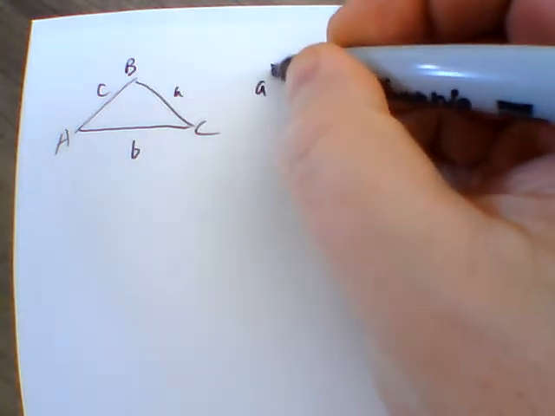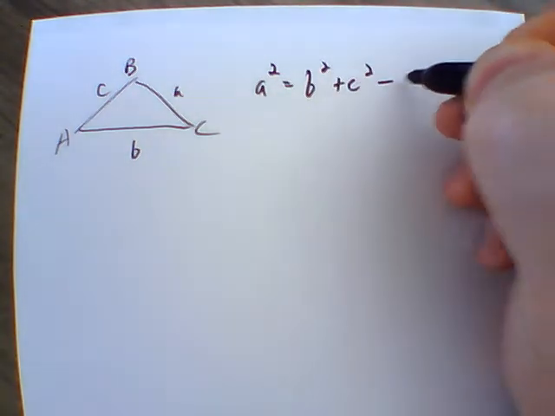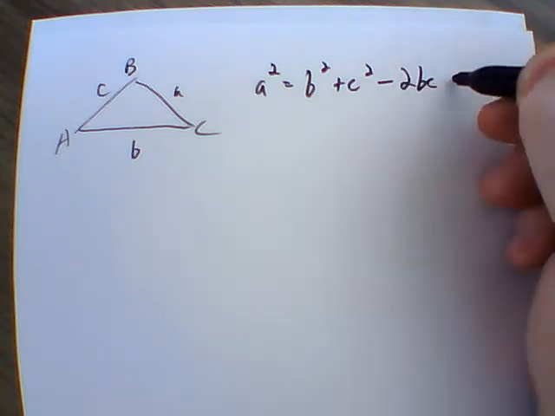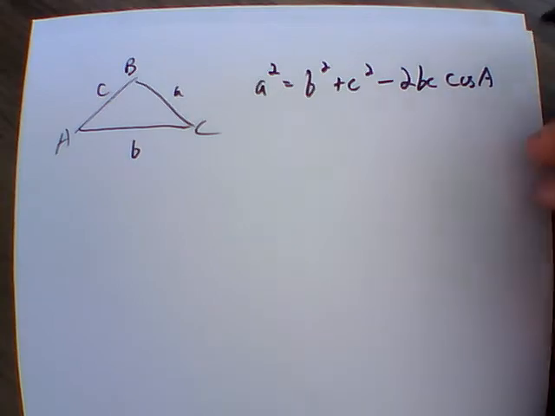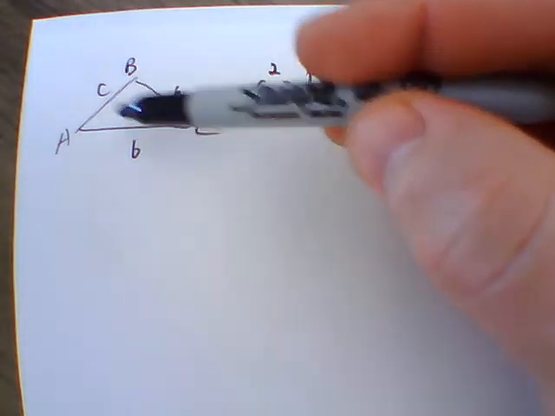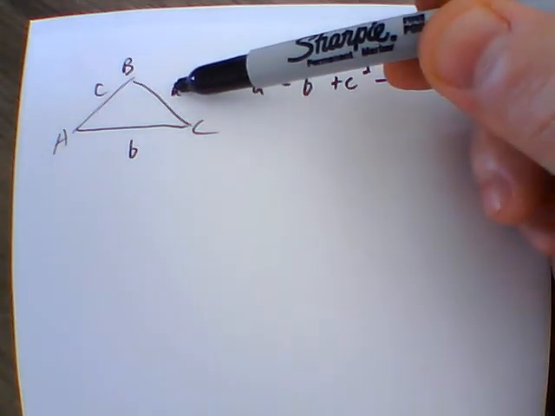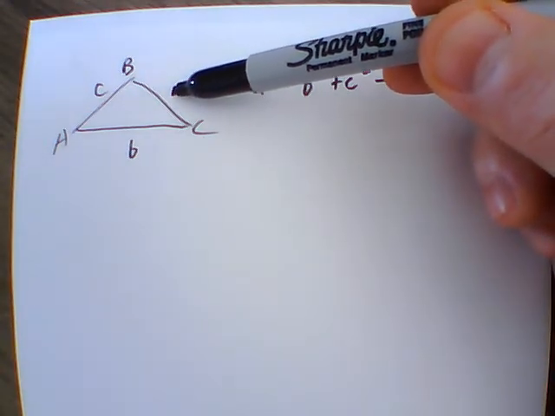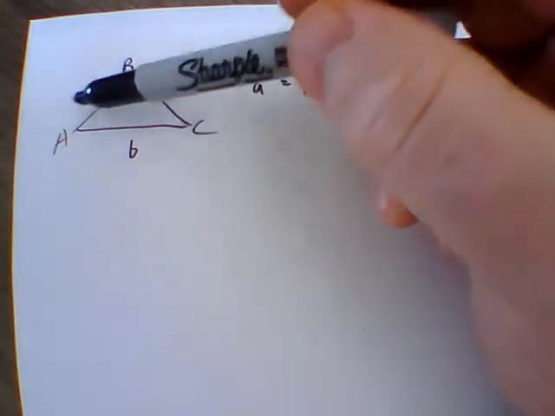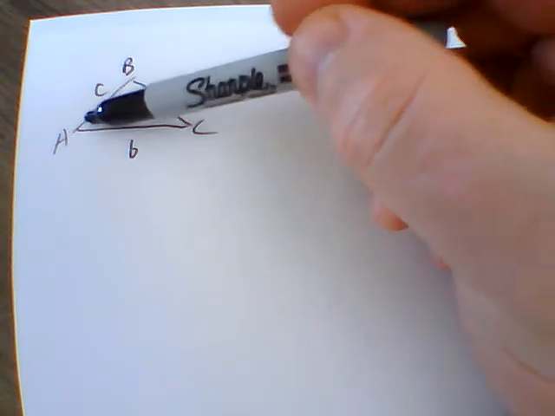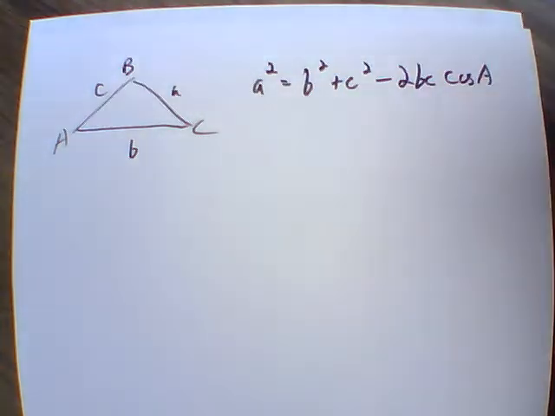So under law of cosines, we talk about a squared would equal b squared plus c squared minus 2bc cosine of angle A. And then this could be written for b squared or c squared, just changing out. So what we find is that the side squared equals the sum of the other two sides squared minus 2 times the product of these, and then the cosine of the angle in between those.